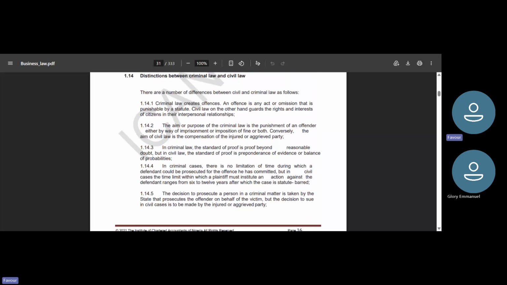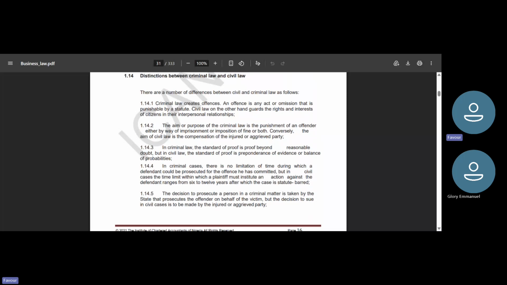So the aim of criminal law is the punishment of an offender, either by imprisonment or imposition of fine, or imprisonment and imposition of fine, right? While the aim of civil law is to grant compensation to the injured or aggrieved party.